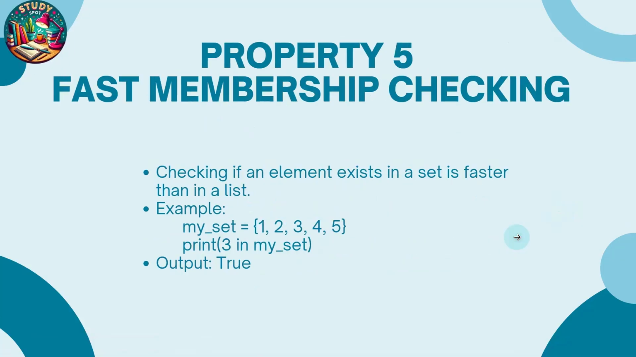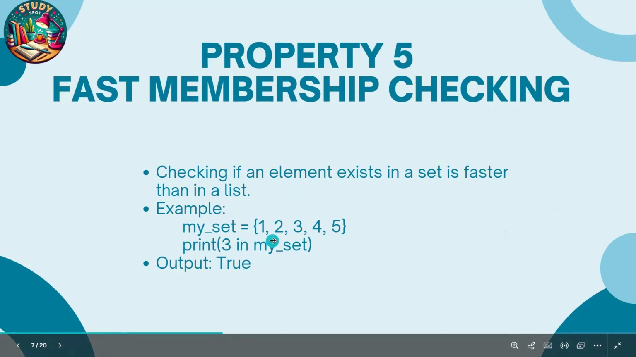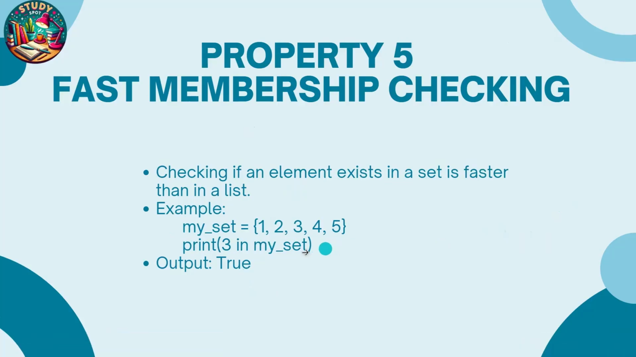Next one is property 5. Fast membership checking. That means checking whether an element exists in a set is faster than in a list. Here we have an example. My set equals some values, and I print 3 in my_set. We have 3, so it gives True.